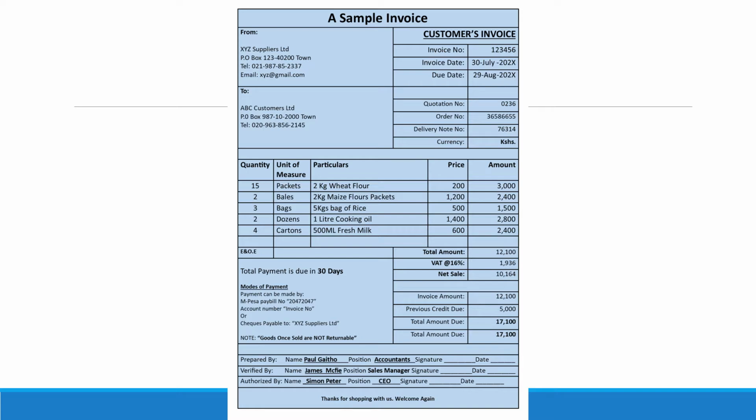the particular description of goods including the unit of measure, the quantity, price, and amount for the respective goods, the total amount, VAT tax thereof, and the net sale amount. The terms of payment is 30 days credit and the due date is there. The acceptable means of payment are M-Pesa and cheque. The applicable terms are that errors and omissions are accepted and that goods once sold are not returnable.